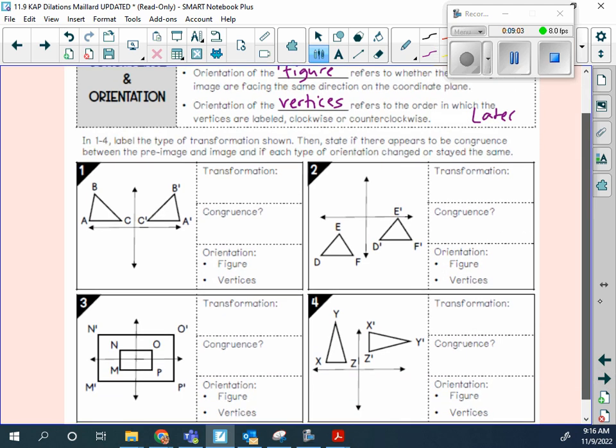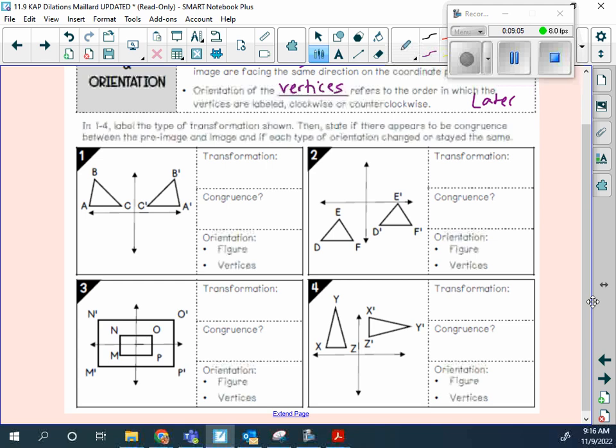Okay? So super quick, look at the picture, label the type of transformation shown, and then state if it appears to be congruent between the pre-image and image, and then the orientation. So first, let's look. It went here, now it's here. What is that? That's a reflection. Does it maintain congruence? Yes. And then what about the figure? Did the orientation change? Yes.